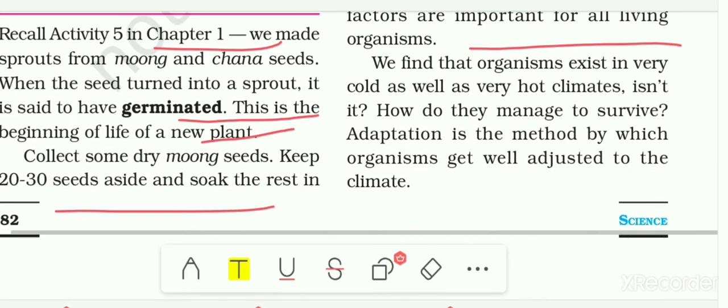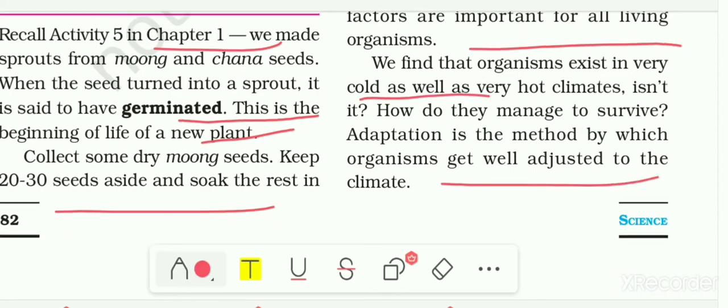And we find that organisms exist in very cold as well as very hot climates, isn't it? We know that there are places where there is no living organism, but we didn't find any such place on the earth where there is no living organism. That means the organisms can survive in very cold and in very hot climates even. So how do they manage to survive?